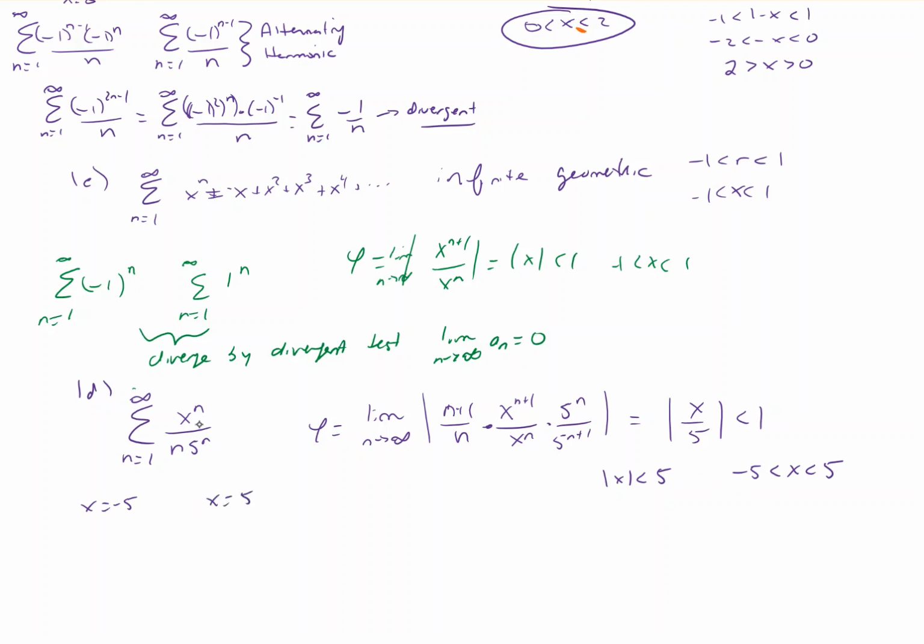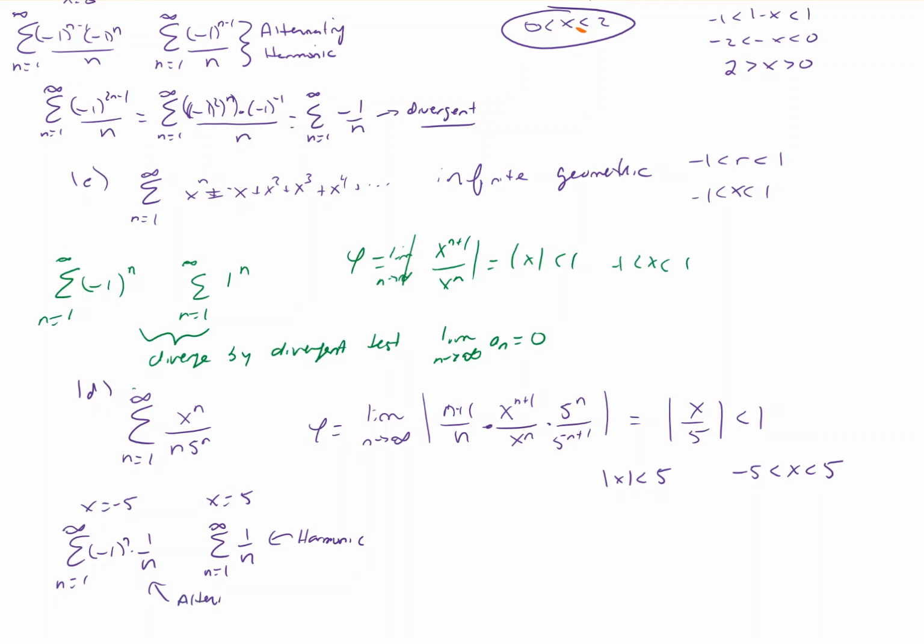Well, when you plug in negative 5, you're going to get negative 5 to the n over 5 to the n. Negative 5 over 5 is negative 1. So you're going to get negative 1 to the n times 1 over n. And here, if you plug in 5 to the n over 5 to the n, you just get 1, right? And here we are. And you might be thinking, seriously? Again? Yeah, seriously. This is again the harmonic, and again, the alternating harmonic.